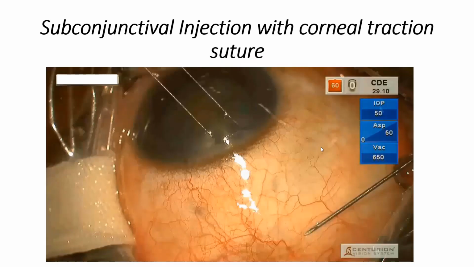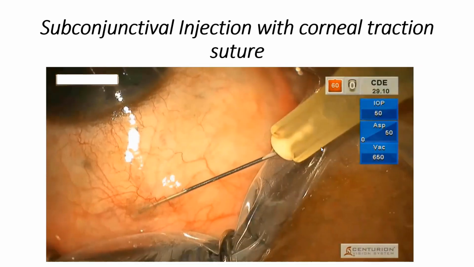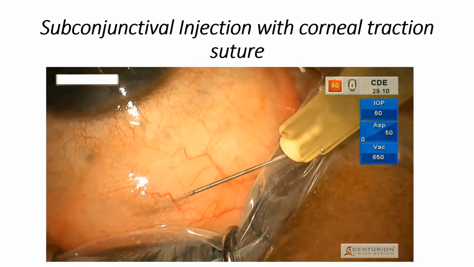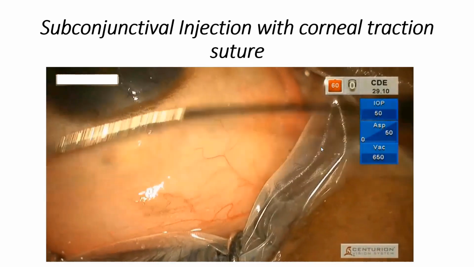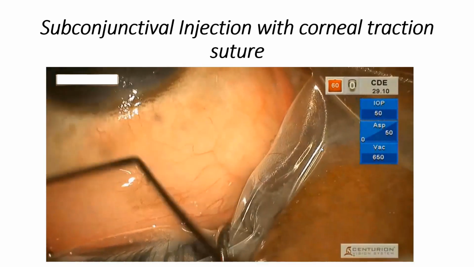Subconjunctival injection in the presence of corneal traction suture. Here, adequate traction is provided using corneal traction suture and the needle is introduced 7 to 8 mm posterior to the limbus. The mitomycin preparation is injected posterior to the anticipated flap location.